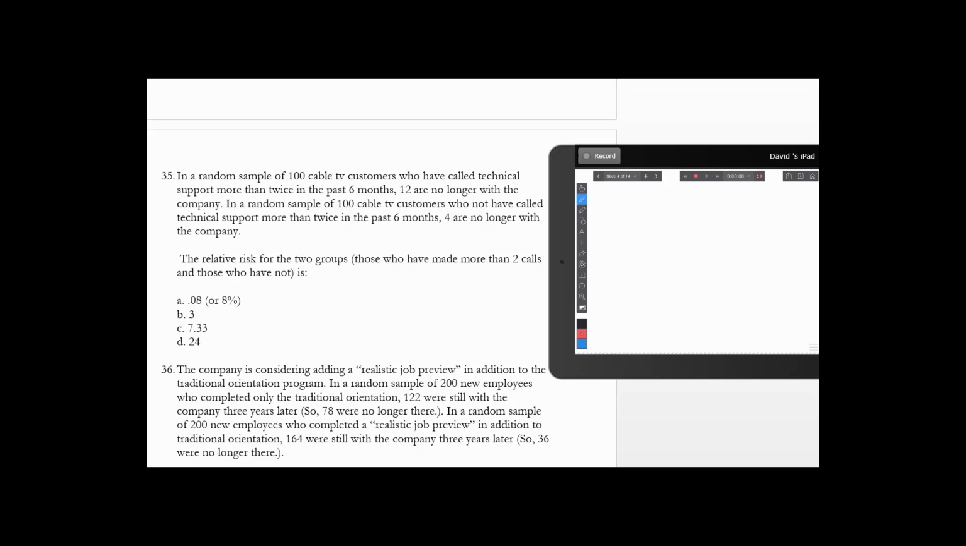Okay, in problem 35, we have cable customers, and they've called more than twice, so they've called frequently. And of those, 12 are no longer with the company. You can either call that a risk, or it's really just the probability of something occurring, or you can call it the probability of X, where X is that they're no longer with the company. So for those who have called support, the probability is going to be 12 out of 100. Those are people who called or complained or whatever you want to call it. They call technical support.